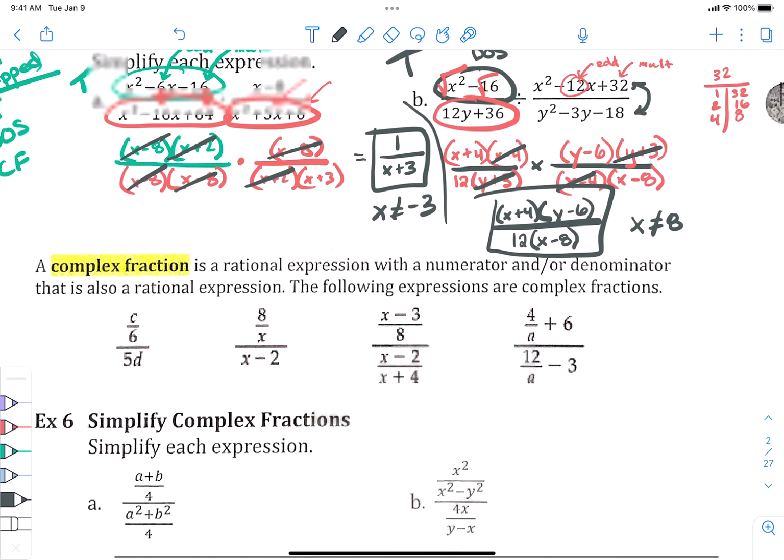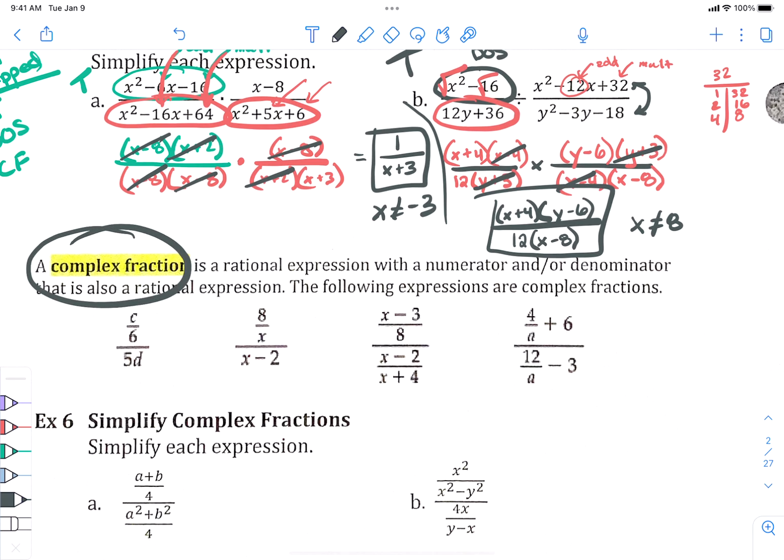Okay, if you are maxed out, if you are at your level and this is really confusing and you're like, I'm done, you can start working. If you're not, listen to this. This is the bonus part, okay? So these are something called complex fractions. You do you. Whatever you need to do. If you are maxed out, go for it, okay?